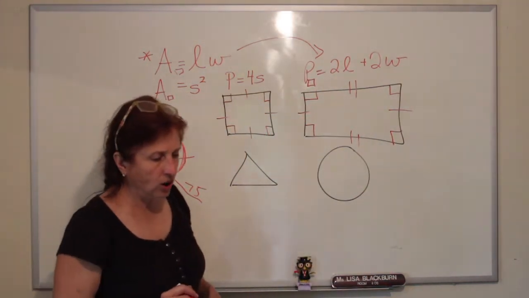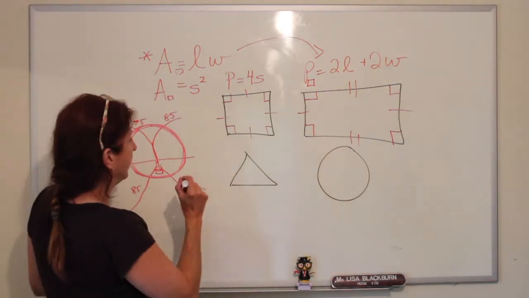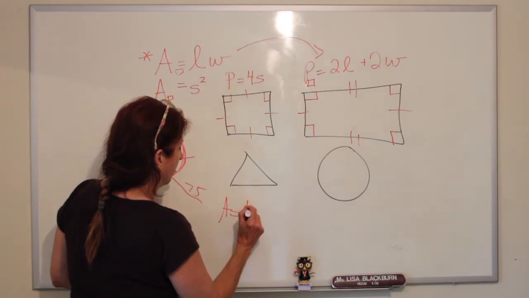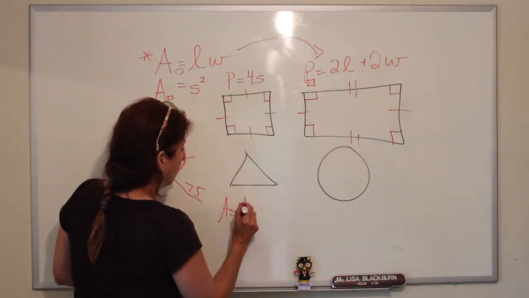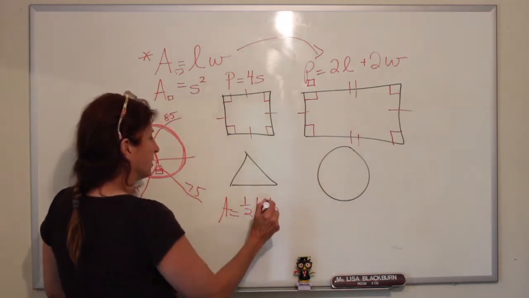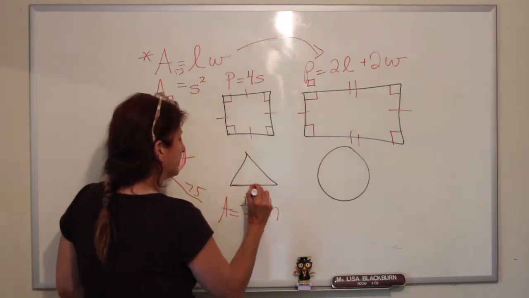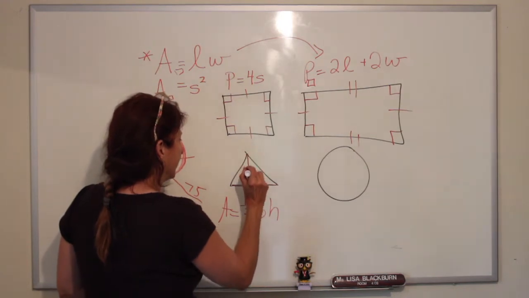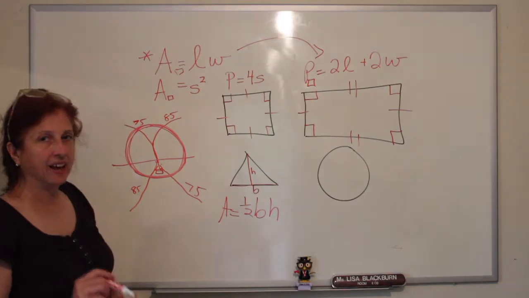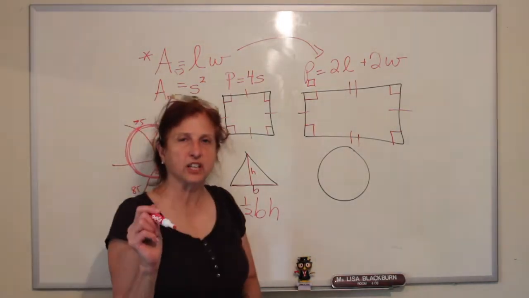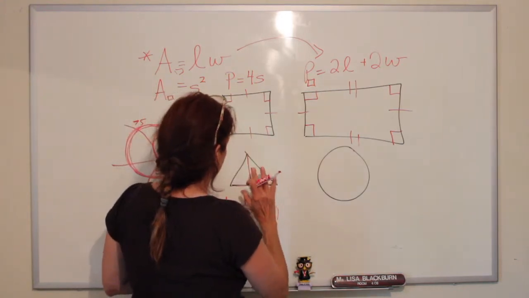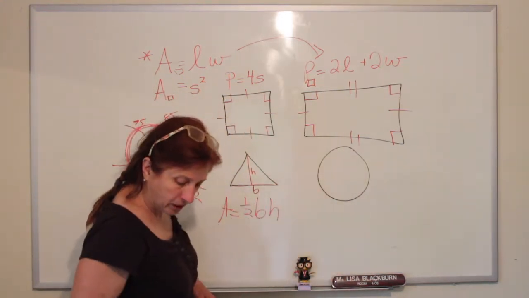Okay? For a triangle, the area equals 1/2 base times height. And those are usually written in cursive too. So this is the base, and this is the height, and you multiply them times each other times 1/2. Now remember I told you that all these formulas go back to area equals length times width? If you had, let me draw it a little better here. Where's my eraser? Here it is.